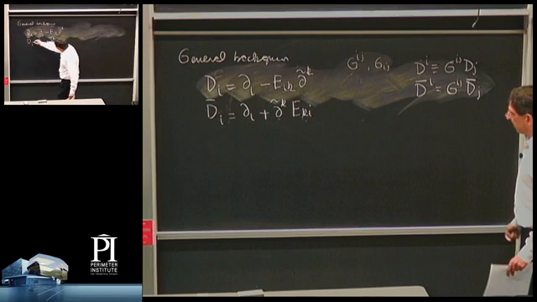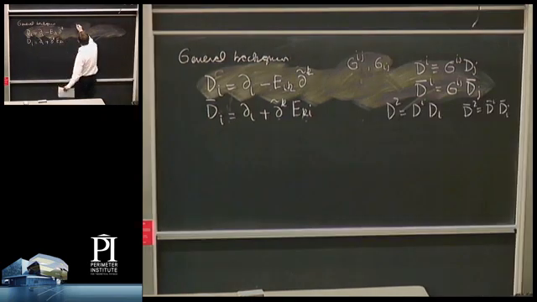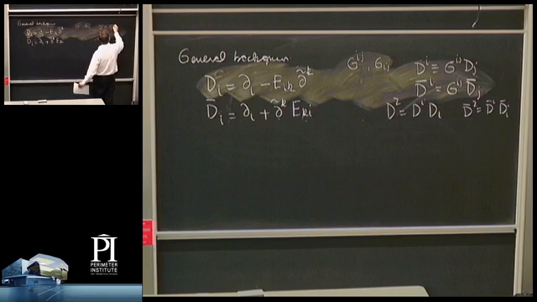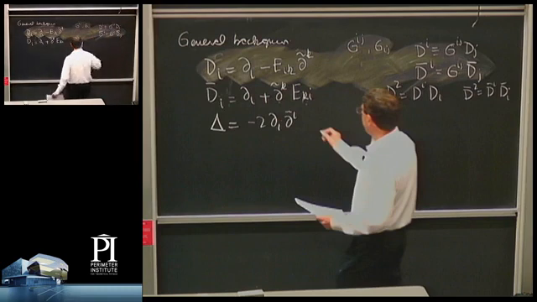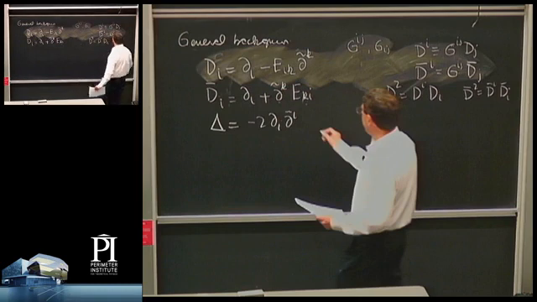These are naturally defined with the index down, and you can use this metric Gij, which is the inverse of Gij, to raise and lower indices. So you can define di equals Gij dj, and d bar i equals Gij d bar j. If you do this, you also have things like d squared would be di di, and d bar squared equals d bar i d bar i, like that.